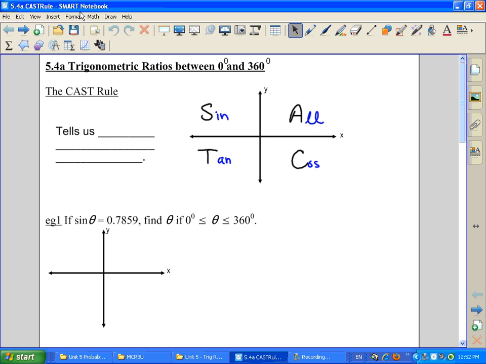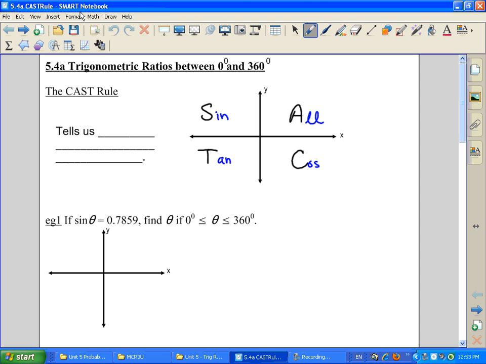Hello class and welcome to lesson 5.4a, the CAST rule. We'll be spending 2 lessons on this topic just because I think we need to develop a good understanding of this since it's a new topic and wasn't previously discussed in your grade 10 class.